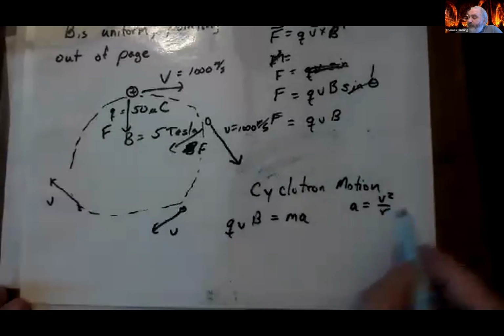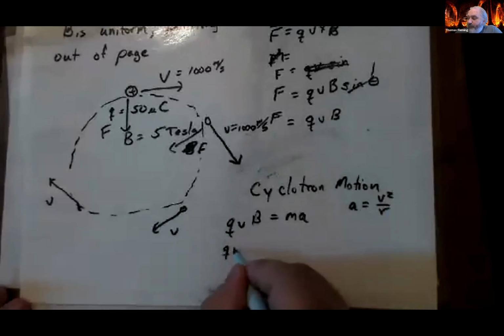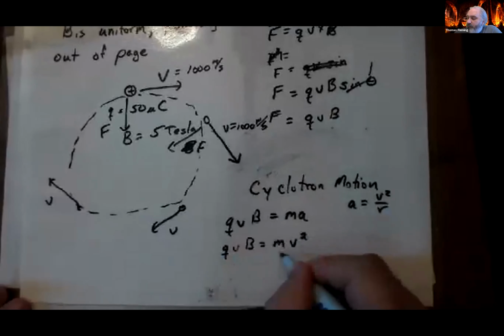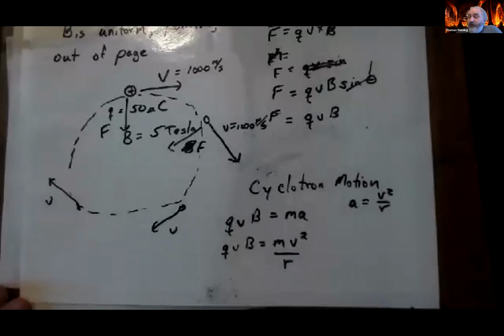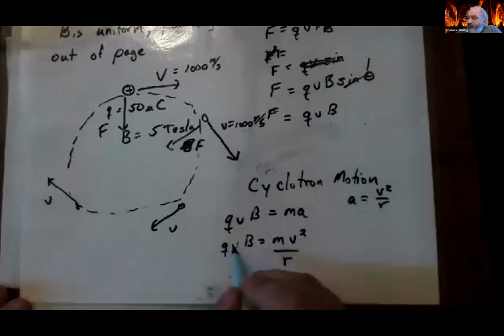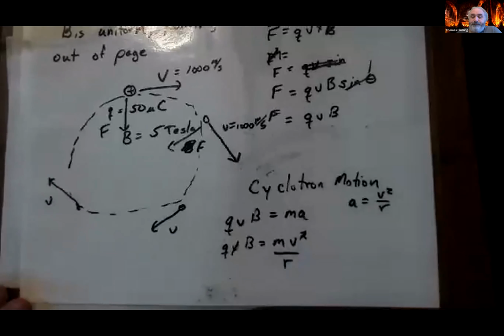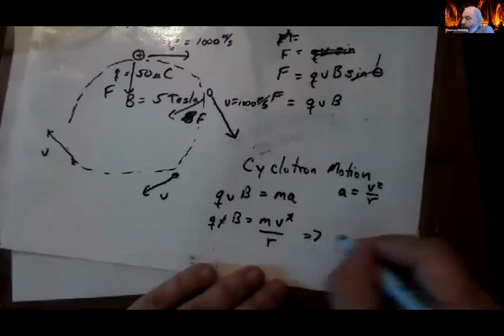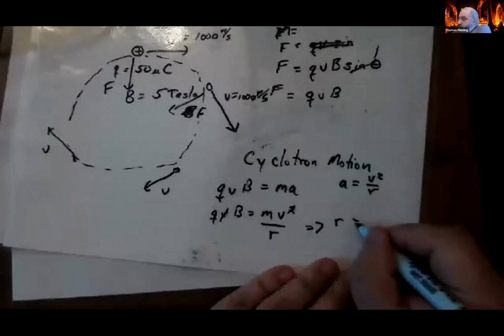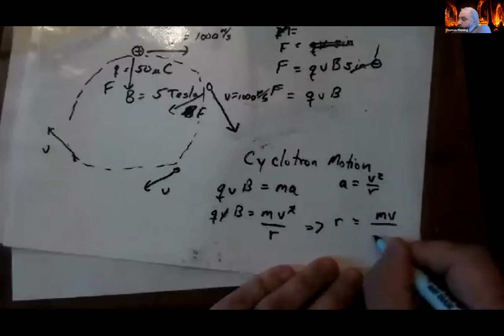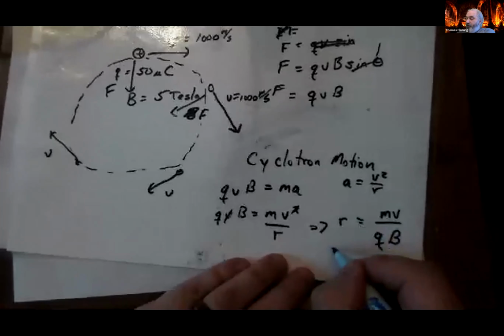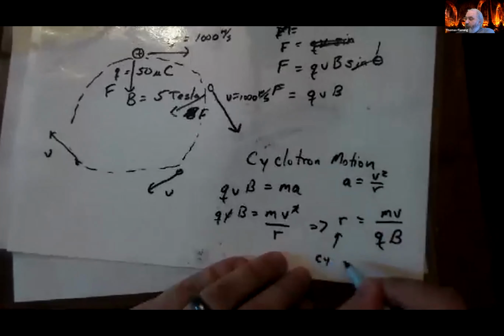If I take this expression and plug it in there, I get q times v times B. That's going to equal m v squared divided by r. Notice the velocity of the particle appears on both sides of the equation. And if I rearrange this and solve for r, this right here is called the cyclotron radius.